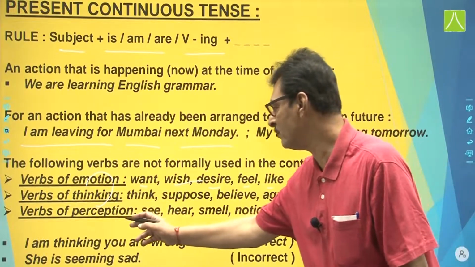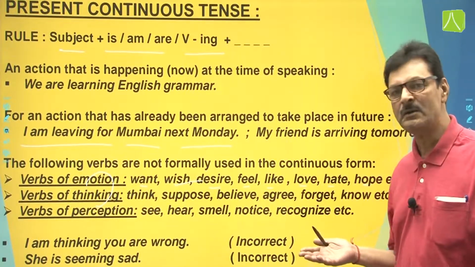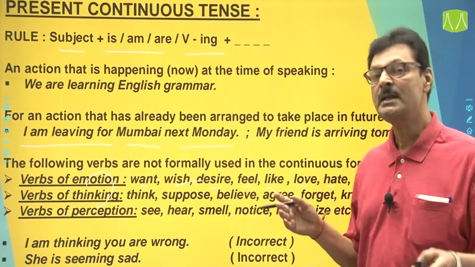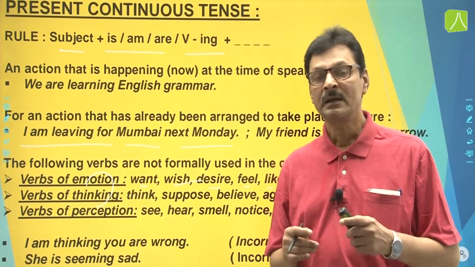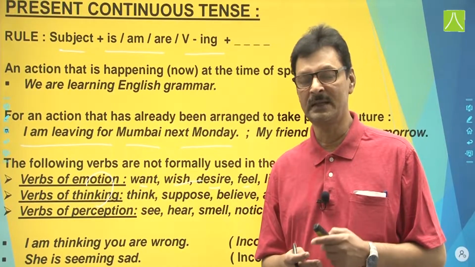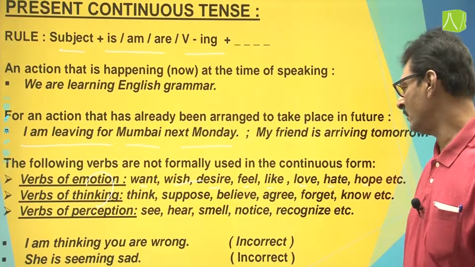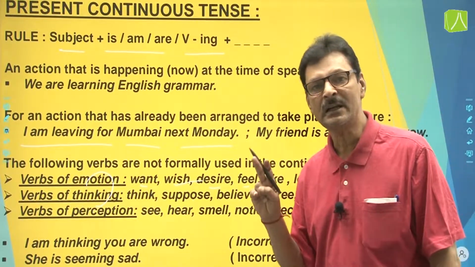And finally, the verbs of perception: see, hear, smell, notice, recognize, and so on. So, there is a list of verbs. Understand. I understand what my students tell me. It's incorrect to say I am understanding what my students tell me. That's an incorrect usage. For example, I am thinking you are wrong. This is incorrect. The correct statement is I think you are wrong.